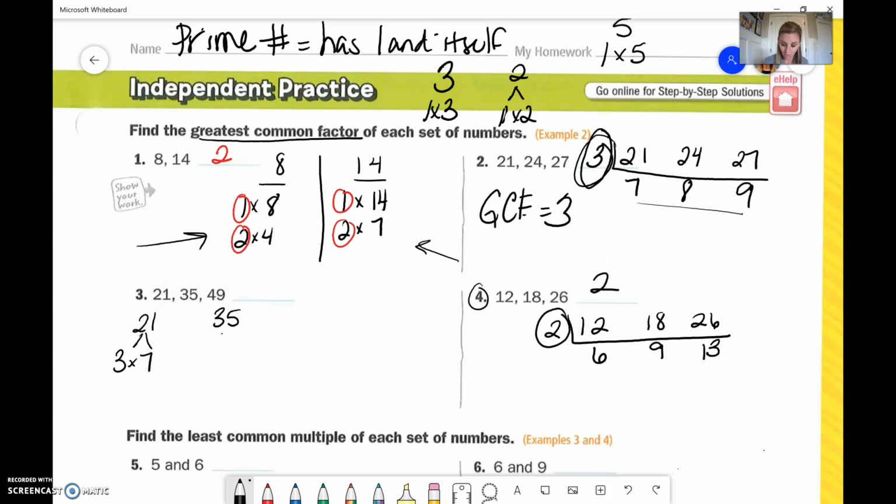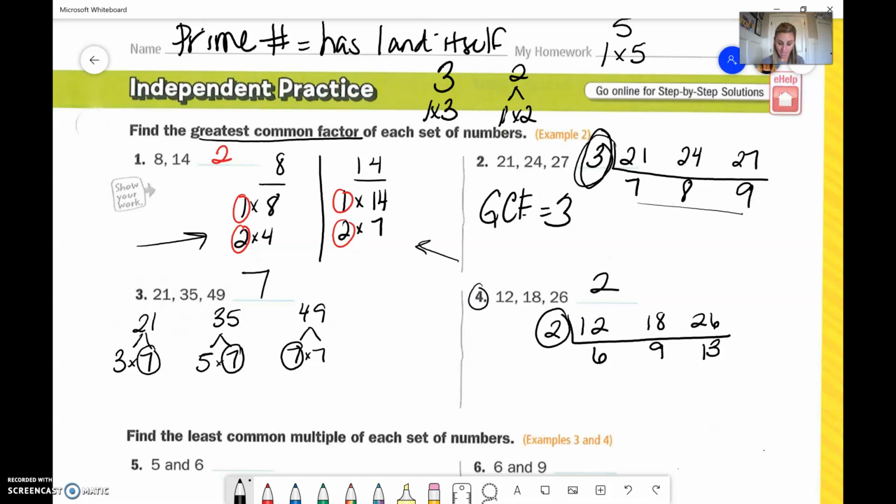Let's do 35. When I break down 35, I know that I can break that down into 5 times 7. Well, I know both of those are prime. It's crazy how this works out. And then the next one is 49, and I know that I can break that down into 7 and 7. Now I notice, what numbers do they all have in common? 7. So my GCF for this is 7.